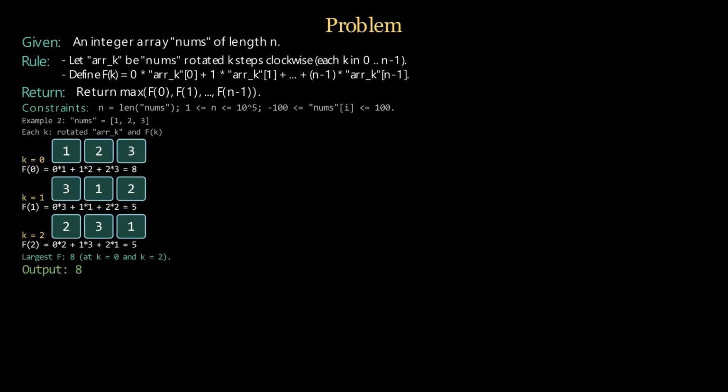Example 2, 1 2 3. Same layout, each k shows arr_k and f of k. The largest total is 8 at k equals 0 and k equals 2.